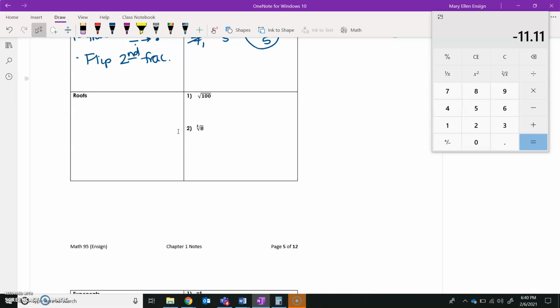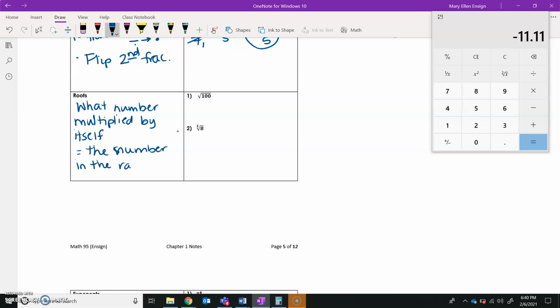Okay, so next, roots. We talked about this a little bit when we talked about rational and irrational numbers, okay? So a square root, for example, is asking what number multiplied by itself equals the number in the, we call this a radical sign. Okay, the square root sign is a radical sign.